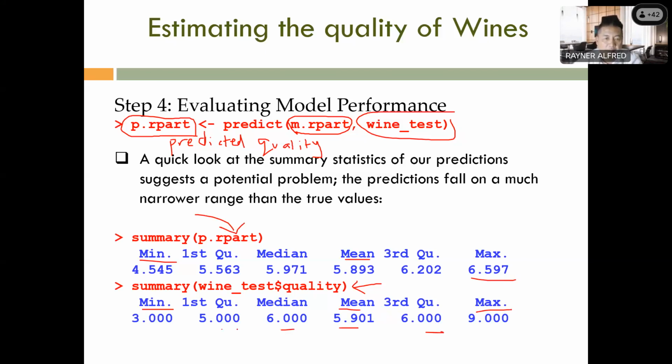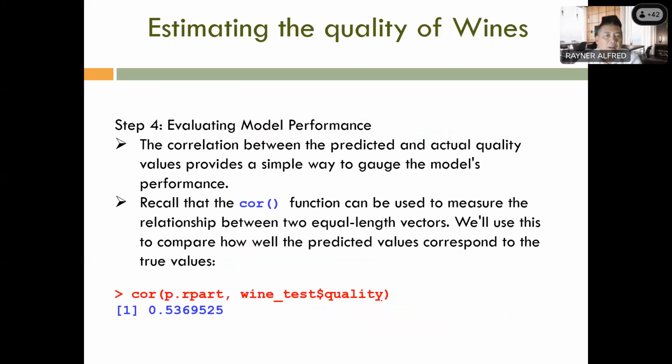Okay, so they are more or less the same, but what we can do is test the correlation between the actual quality versus the predicted quality. So this is the predicted quality, this is the actual one. So we want to see the correlation between these two. This is the predicted value. Okay, so we can find the correlation here by using this command, and the correlation is 0.53.